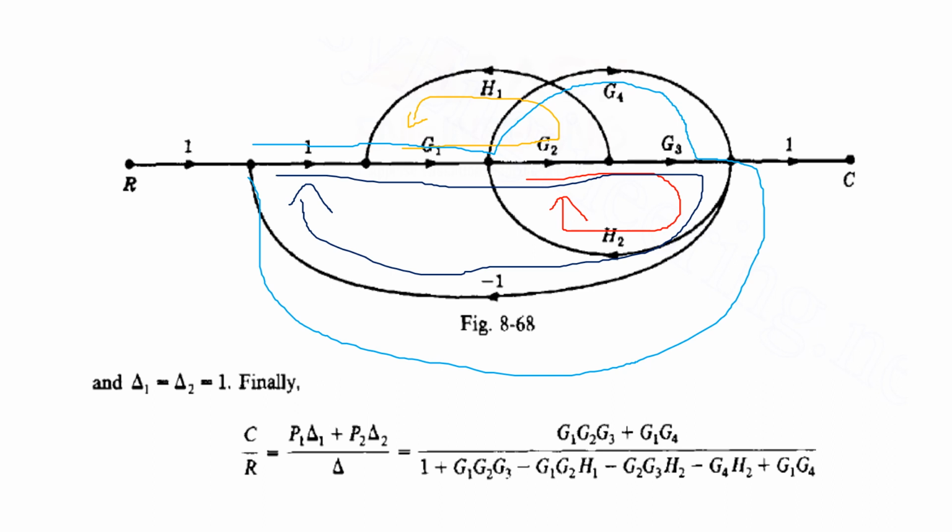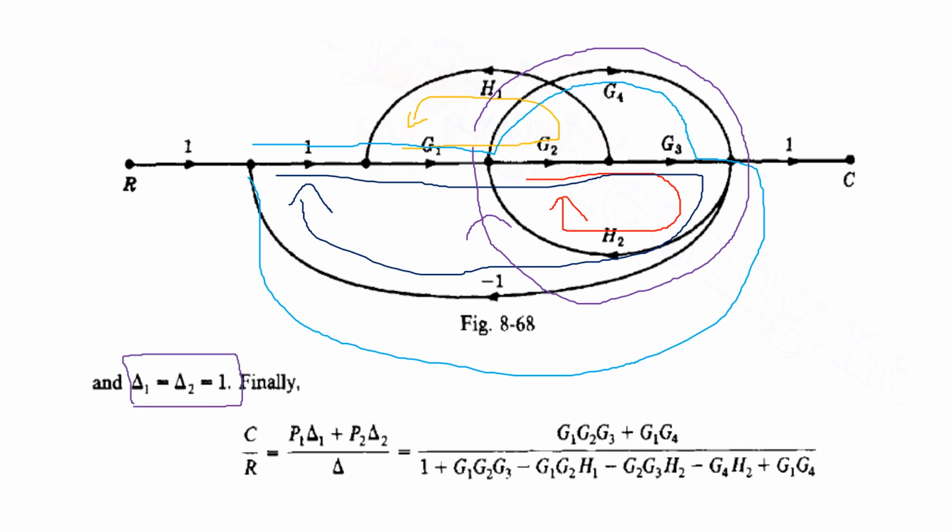And one more loop, as you can see here, is this circle structure, which is becoming one loop. So totally we are able to get 5 loops, that is 1 plus G1 into G2 G3, 1 minus G1 into G2 H1, minus G1 G3 H2, minus G4 H2 G1, and G4. So delta 1 and delta 2 are taken as equal to 1 because all the loops touch each other, so there are no non-touching loops in this example. So by replacing all the loop values, the forward paths and the delta 1, delta 2 values, this is the final transfer function we have got for the given block diagram.